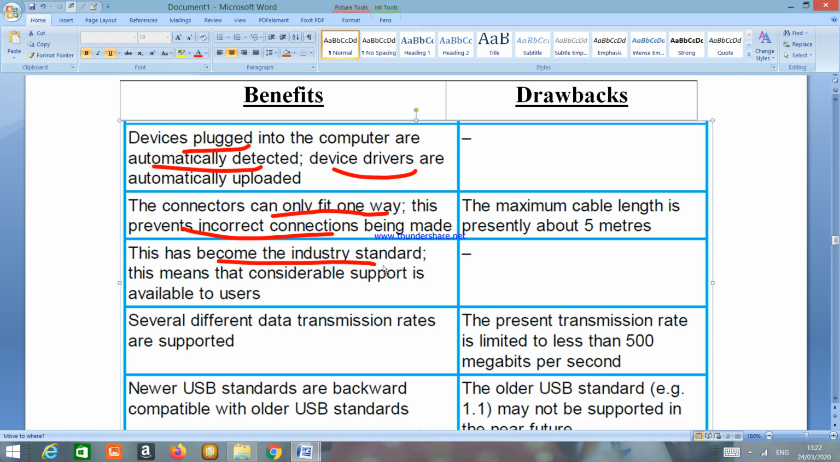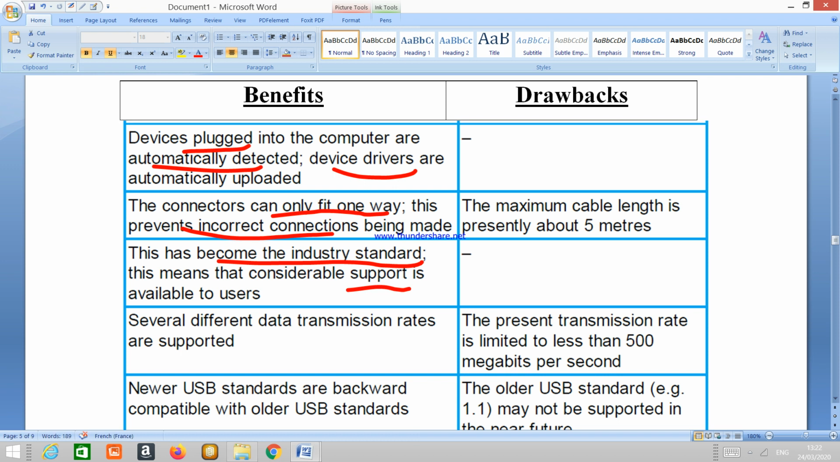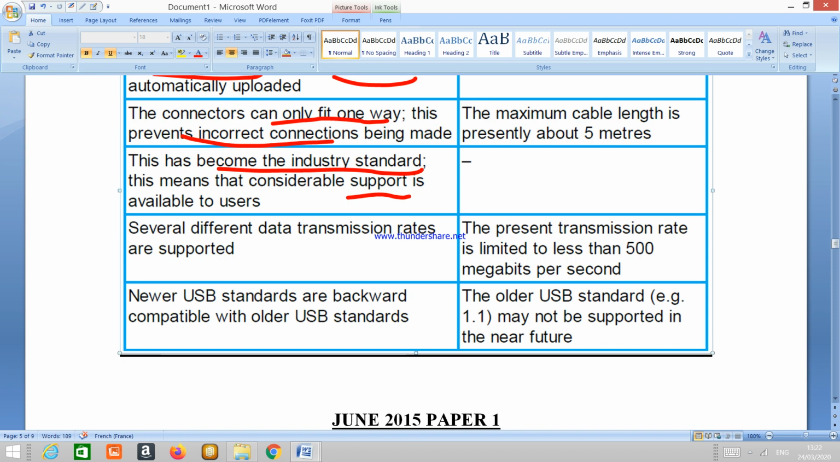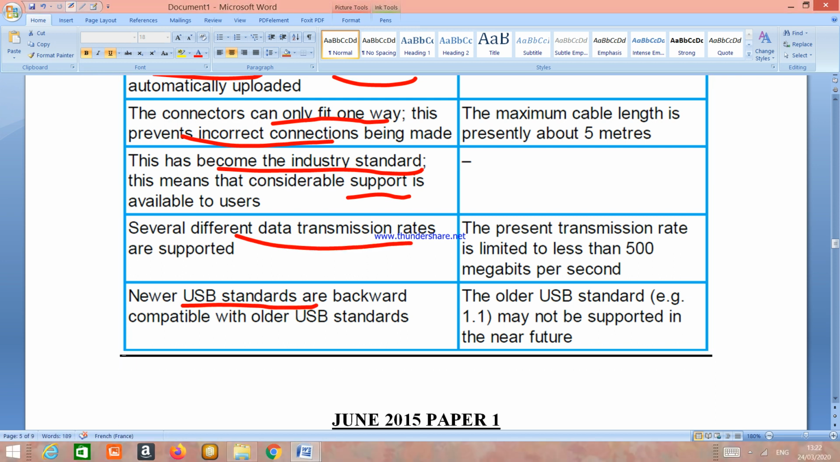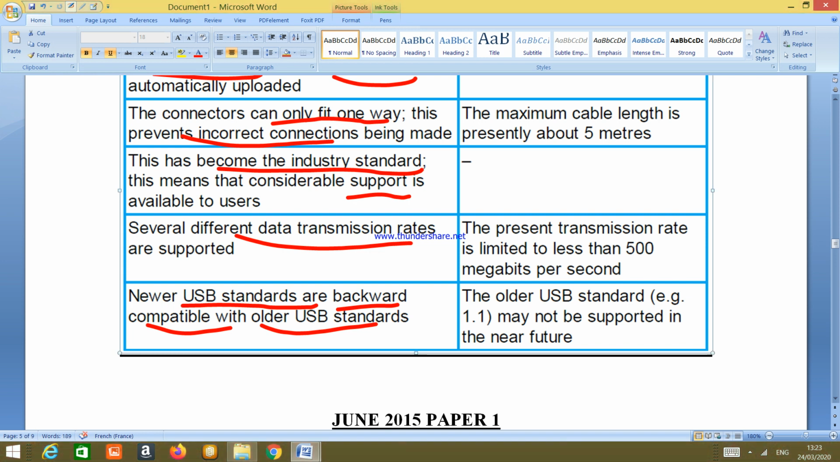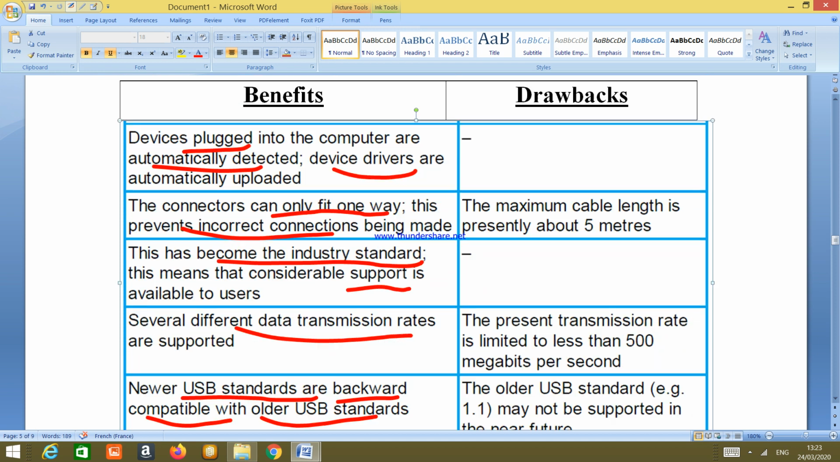It has been used everywhere. It is an industry standard. I mean, it supports all available users. There are several different data transmission rates, and USB is standard. It's also backward compatible. It means it can be used with older devices using USB. Like if you have an old printer using USB, USB is backward compatible. It can be used with old devices also.